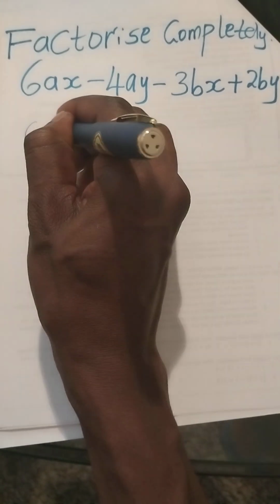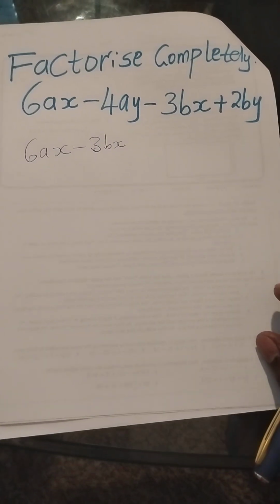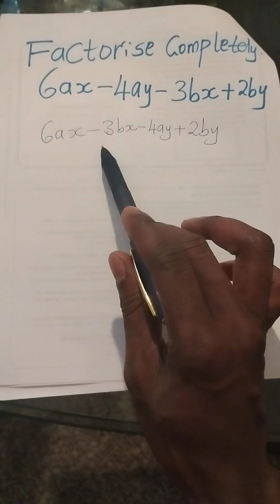Now what shall we have? I have 6ax. Another x is minus 3bx. Then for the y's, minus 4ay. Then plus 2by. So we have collected the same variables, y and y, x and x.